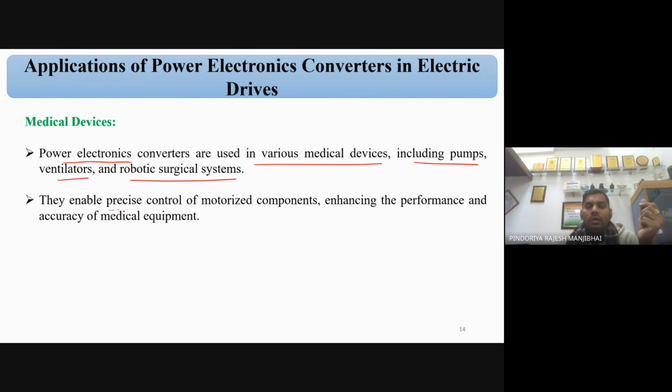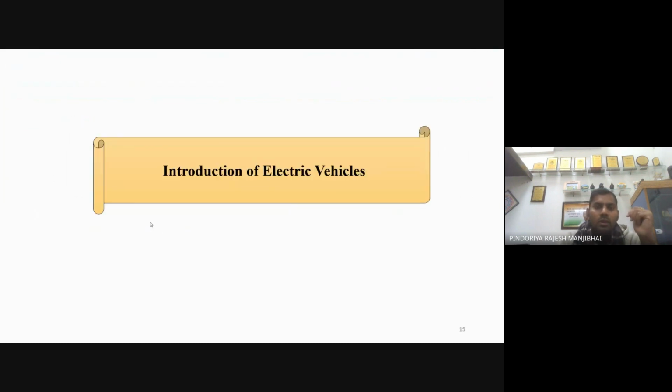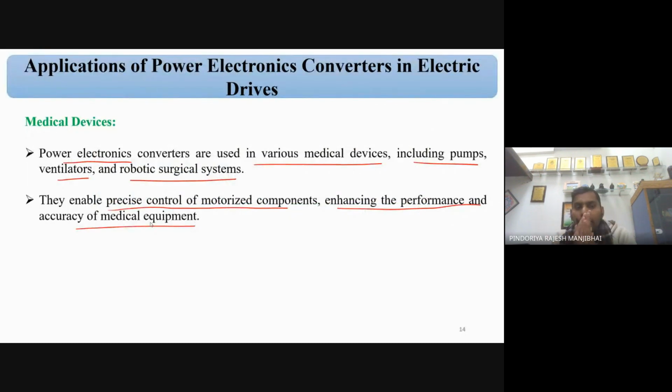So medical devices are a common application, correct? They enable precise control of motorized components, enhancing the performance and the accuracy of the medical equipment. Okay, so suppose you want to improve the accuracy of your device, then we can use the power electronics converter. Okay, so these are the major applications where we can use power electronics converters.